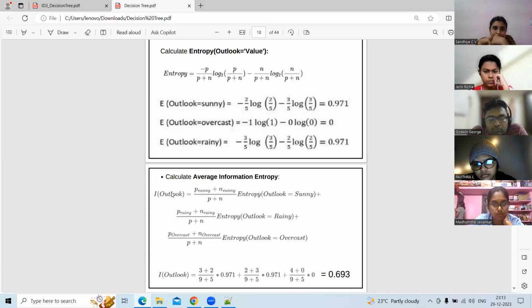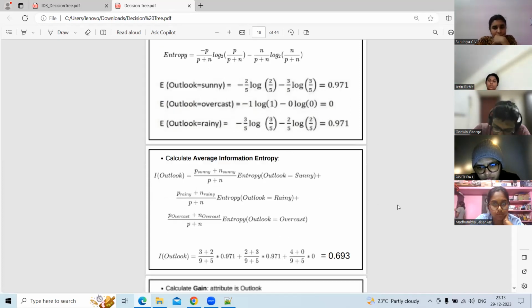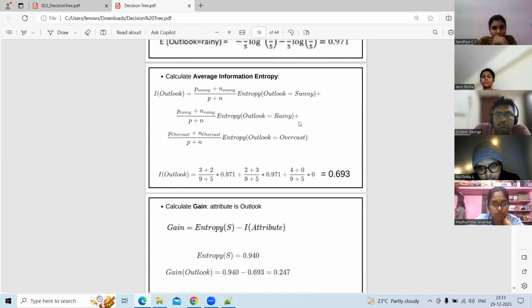Let's say I'm trying to split, or consider outlook as the root node, then I will have these values. For this is the entropy. What will be the information gain? For calculating information gain, I have to know the entropy after split. This is how we calculate entropy after split, which is nothing but average information.